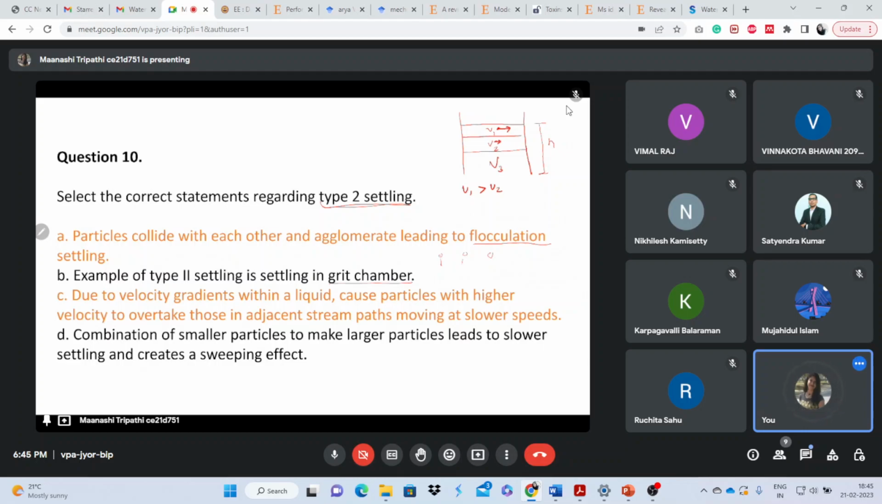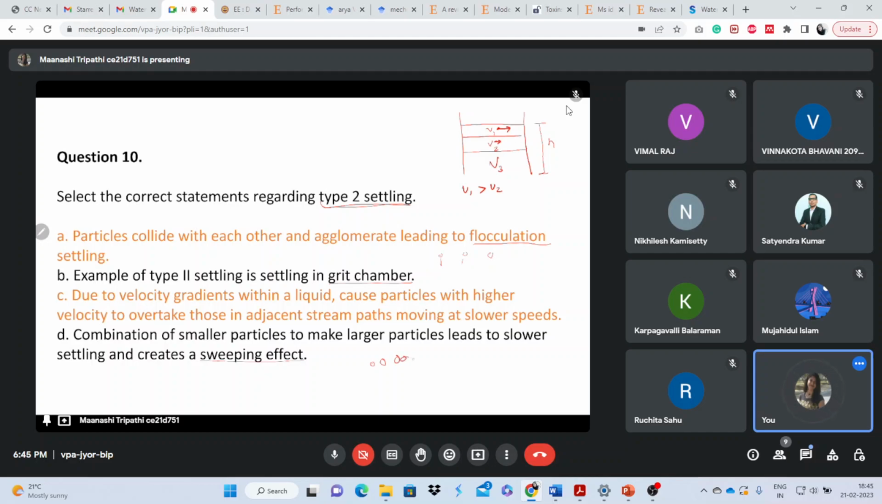Okay. Option D is combination of smaller particles to make larger particles leads to slower settling and creates a sweeping effect. So sweeping effect is not there in type 2 settling. Sweeping effect is there in type 4 settling. What happens in sweeping effect? There will be many particles that will join together.